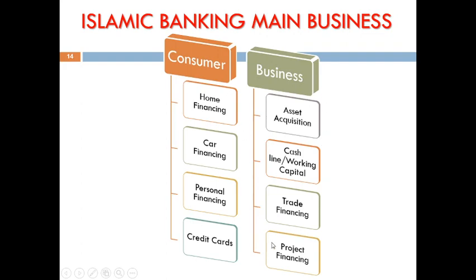And then we can see the business, or we can also see that as wholesale business, a wholesale client. Under this business, we can find asset acquisition. For example, a customer would like to purchase a factory, a land, maybe a machine. That is under the asset acquisition products. For business customers, the banks will normally offer cash line or working capital products. For those business customers who do import and export, banks will also offer trade financing products. And for construction companies or those who are involved in projects, banks will also have products that offer project financing for them.